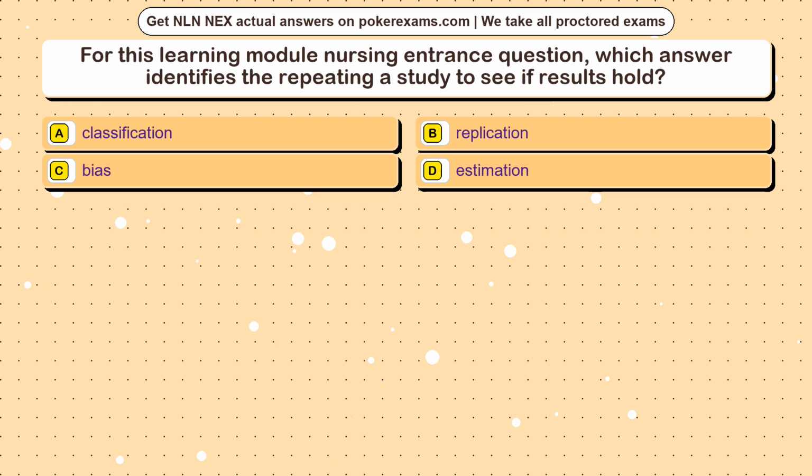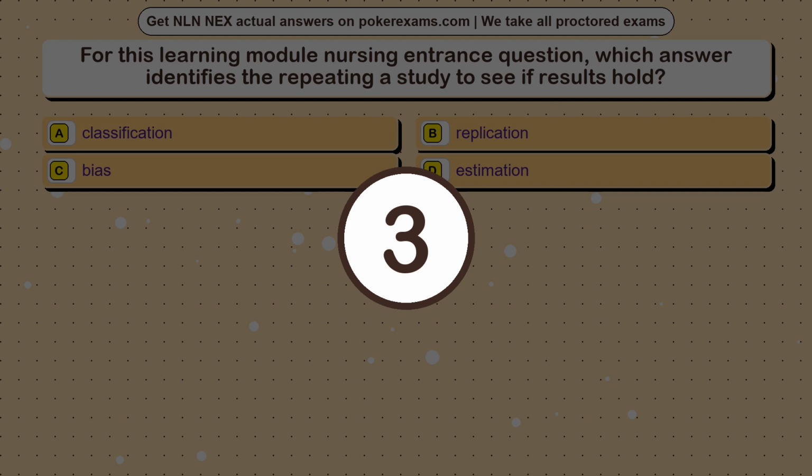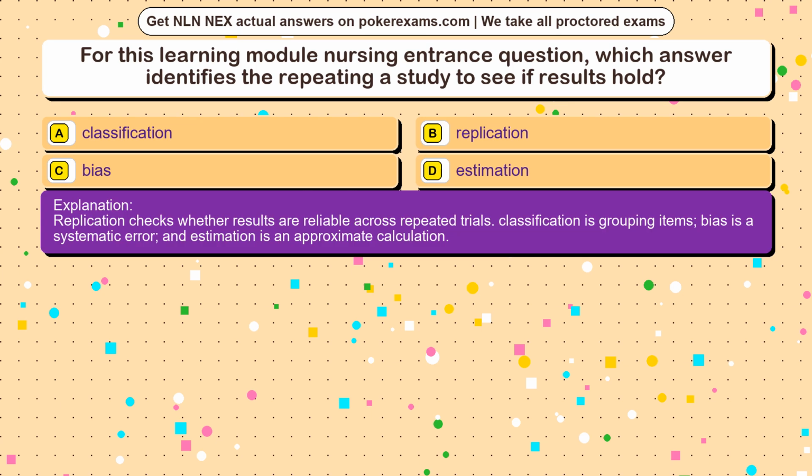Question 13. For this learning module nursing entrance question, which answer identifies the repeating of a study to see if results hold? Option A, classification. Option B, replication. Option C, bias. Option D, estimation. The correct answer is option B. Replication checks whether results are reliable across repeated trials. Classification is grouping items, bias is a systematic error, and estimation is an approximate calculation.